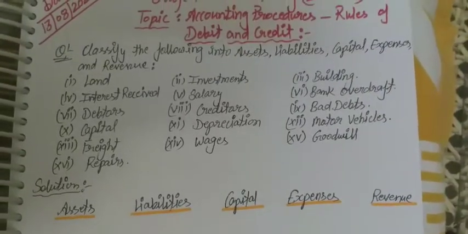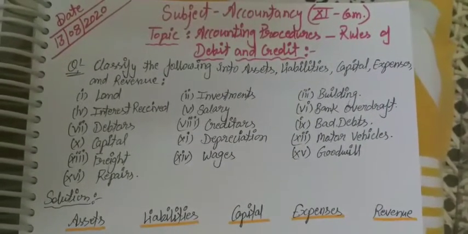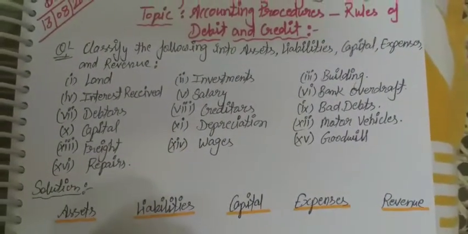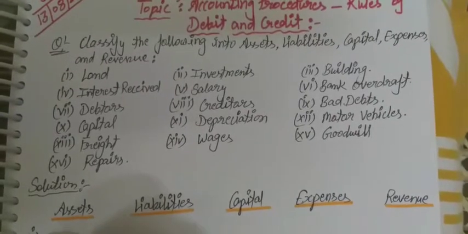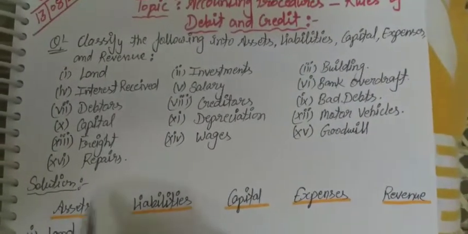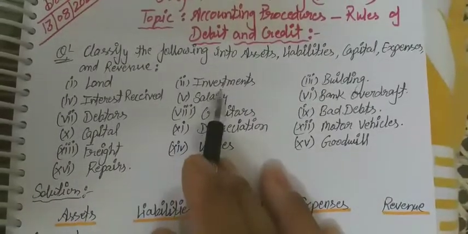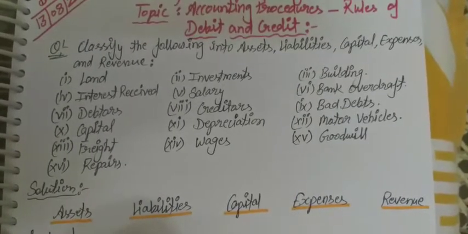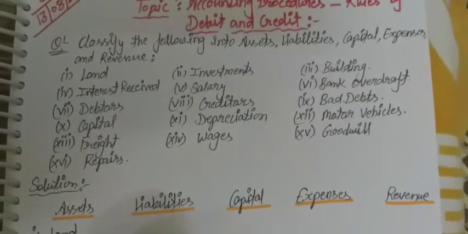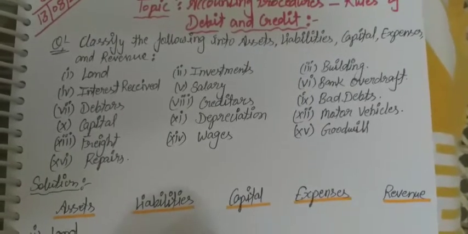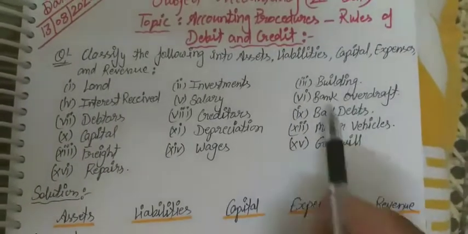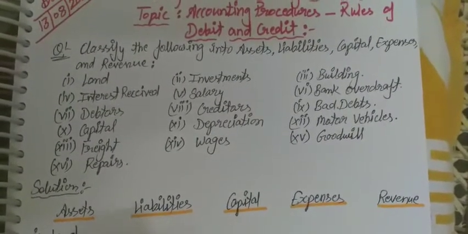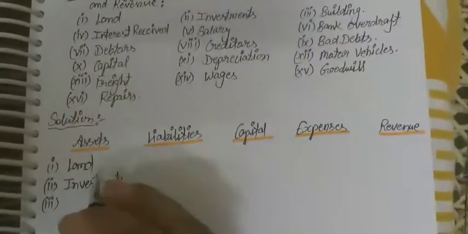Okay, so first one is land. Land comes under assets, so we can confirm that land is an asset. Second, investments are also assets, so we will record them under the assets. Okay, next one is building. Building is also assets, so third part we will write under the assets, that is building.